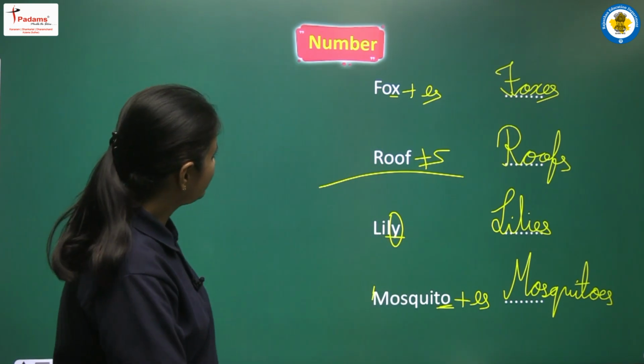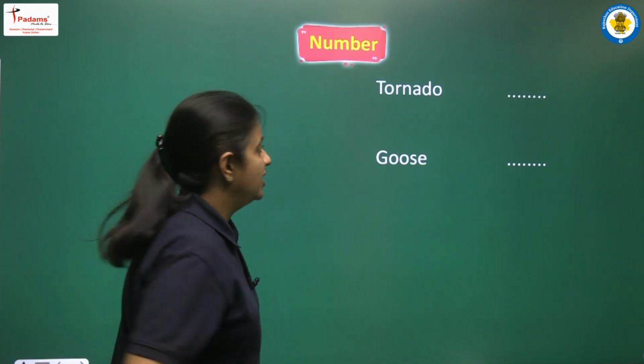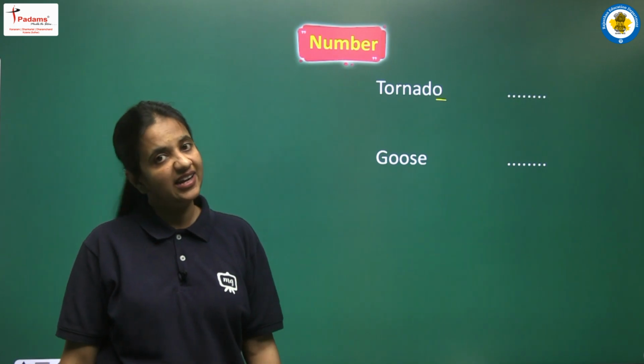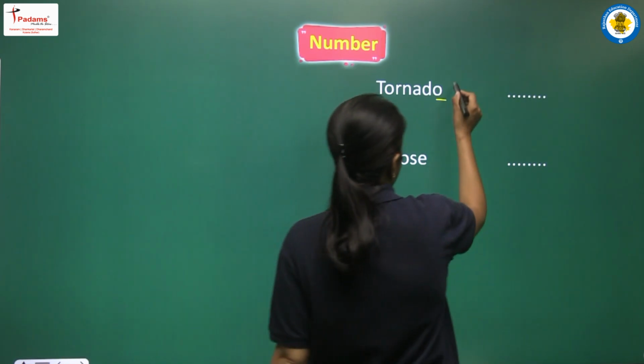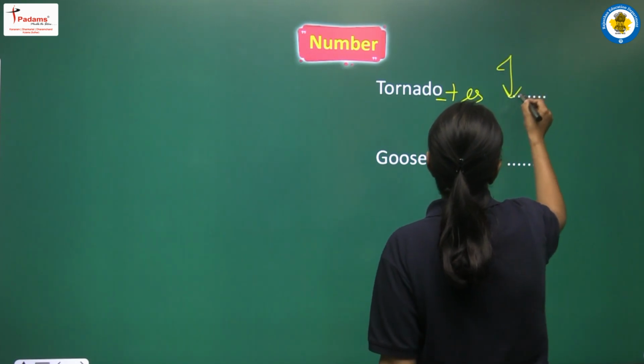Okay. Moving on, next we are having tornado. So yes, we are having O, and before O we are having D. Again that is one of the consonants. So here also we have to add ES. So tornado, it will be tornadoes.